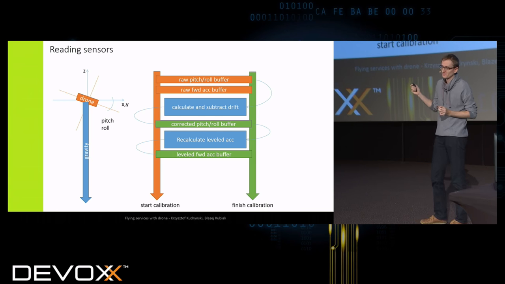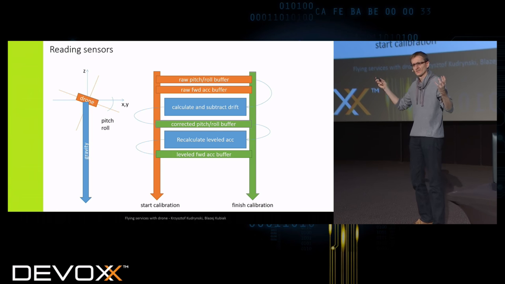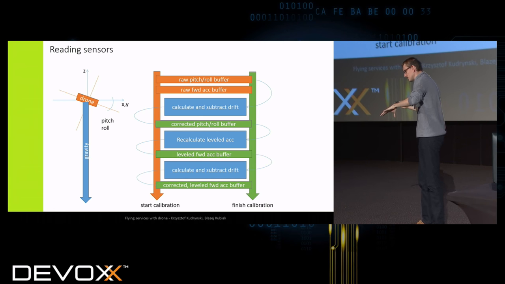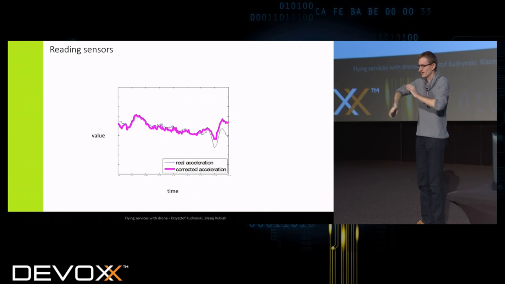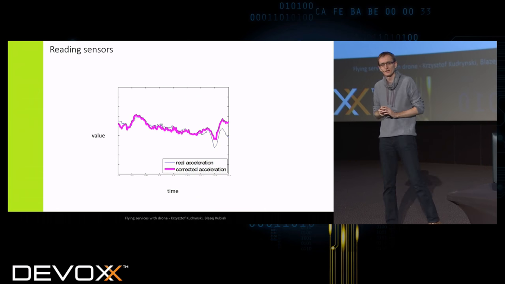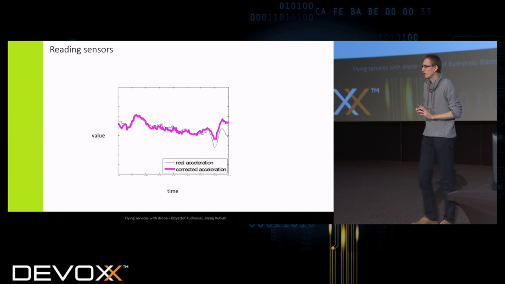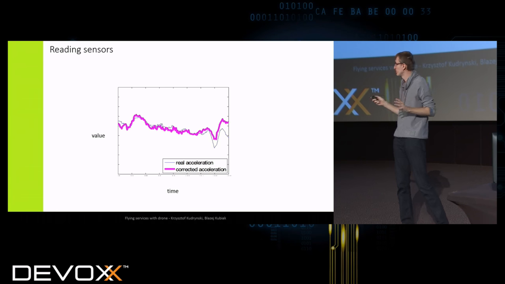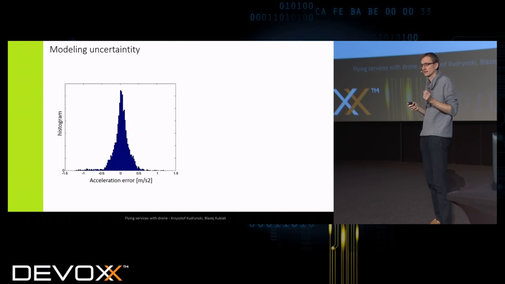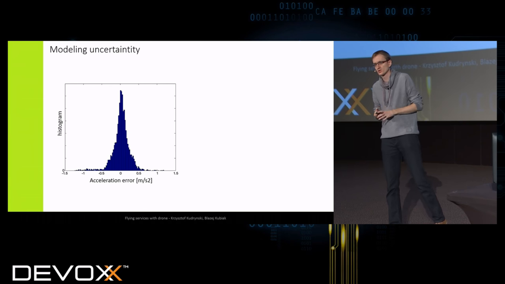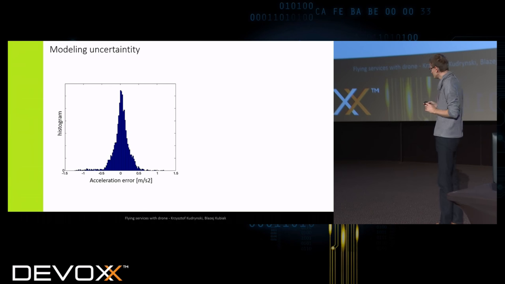So what did we have to do? We had to use the leveled acceleration in the buffer to calculate the drift of the acceleration, subtract it to get the re-leveled acceleration, and then, as you can see, it looked much better. Of course, there is still some statistical error here. It looks much better as a shape, but statistically, there's still quite significant error. You can see it's up to 0.5 meter per square second, which is not so little.